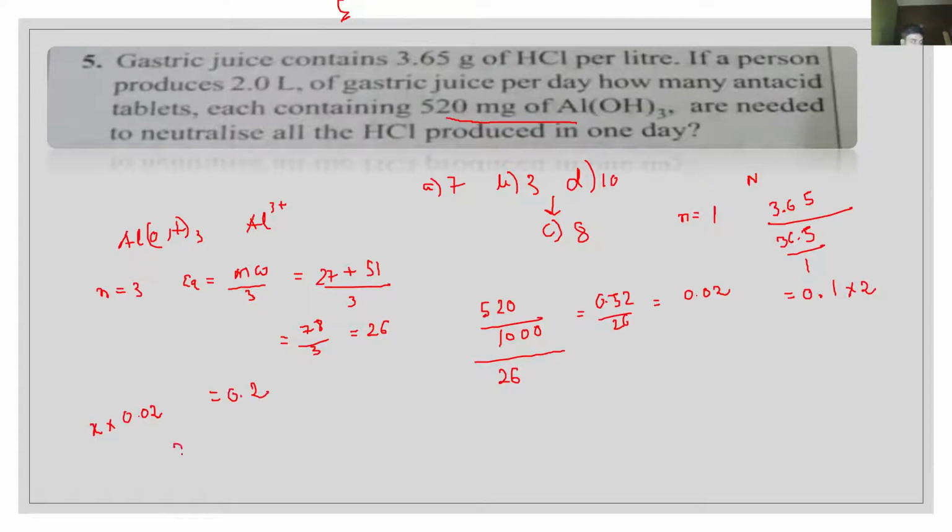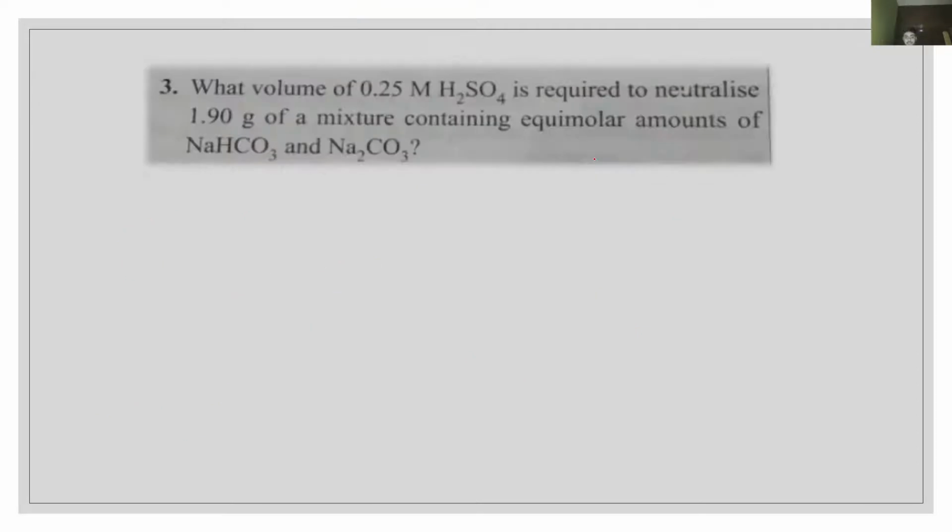So how many tablets are you requiring? 10. So 10 tablets you need to neutralize all the gastric juice. If you neutralize all gastric juice, your food won't get digested. So it's 10 tablets.